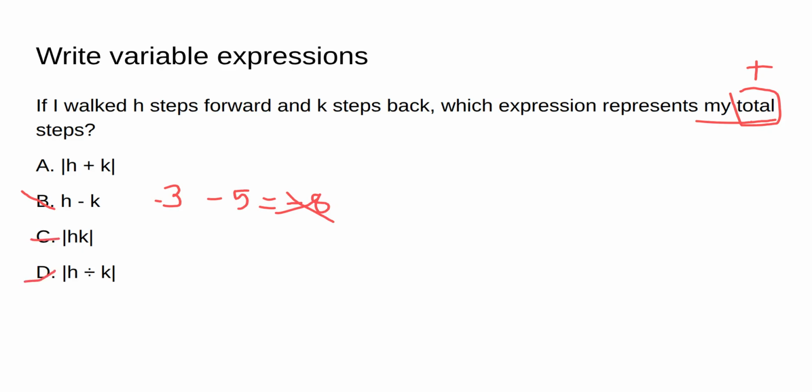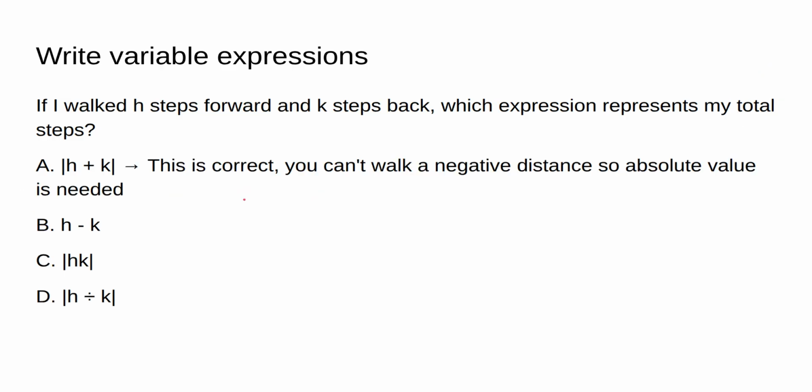Why? Because first of all, total means plus. So if we're looking for total, C is already eliminated, and so was B. So the only one we're looking at is A, because you cannot walk a negative distance, right? If you walk 3 steps forward, but then you walk 12 steps back, if you were to subtract them, you would get -9. And -9 is something that we don't want. We don't want -9 as our answer. So first of all, what we have to do is take an absolute value.